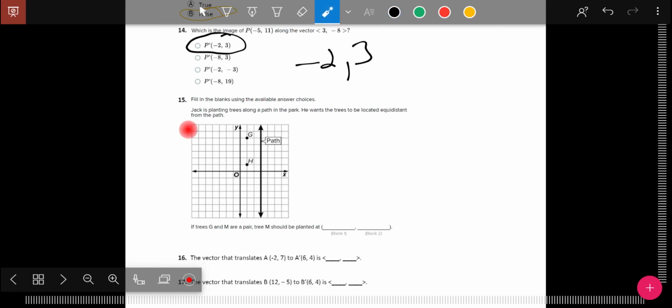Jack is planting trees along a path in the park. He wants to plant trees equidistant, which means they're equally as far from the path. If G and M are a pair, M should be planted where? Well, if G and M are a pair and G is 2 to the left of the path, then M should be right about in this area, 2 to the right. And so what are the coordinates there? That's 1, 2, 3, 4, 5 to the right, 1, 2, 3, 4, 5 up. And so those are the coordinates, 5, 5.